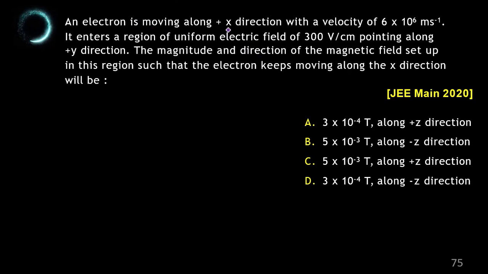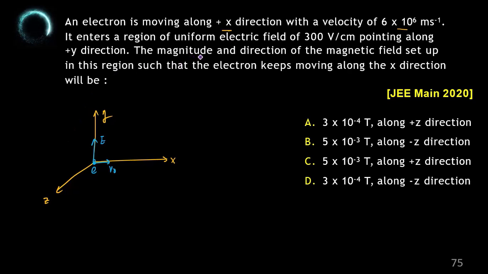Electron is moving along the positive x direction with the velocity v naught. It enters a region of electric field pointing along the positive y direction. I said this is the y axis, this is the x axis, and the z axis. So electron is moving along this, with the velocity. It enters a region of uniform electric field 300 volt per centimeter pointed along the positive y direction. So E is acting upward.